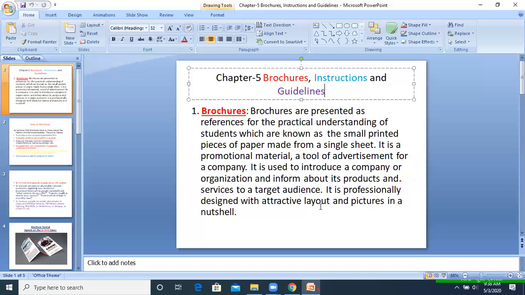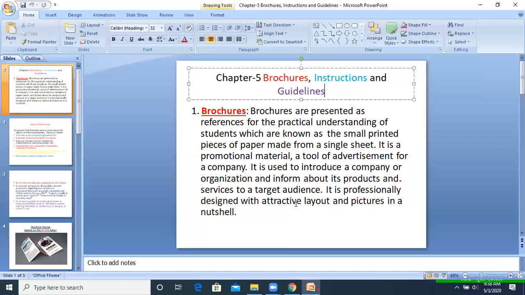Amisha? Hello, Amisha? Yes, sir. What does the brochure look like? The brochure looks very attractive. It should be eye-catching. It should catch the client's attention. That's why it is professionally designed in an attractive way with an attractive layout.